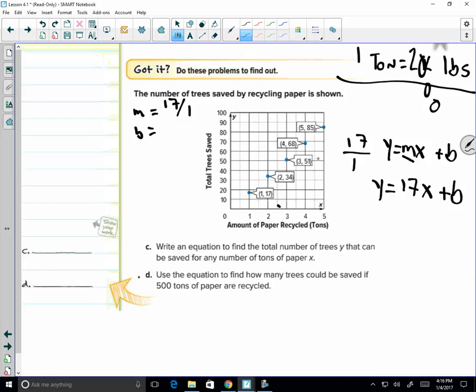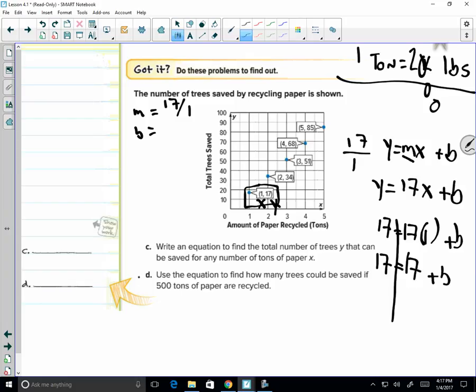If I want to find my y-intercept b, what I need to do is pick a point. I always pick the first point. So I have x is 1, y is 17, and I plug those in. So I have 17 equals 17 times the number I have for x, which is 1, plus b. Now when I do this, 17 times 1 gives me 17 plus b. Now I need to get the b by itself by subtracting 17 from both sides. 17 minus 17 gives me 0 equals b. So I have m is 17 over 1, or 17, and b equals 0.